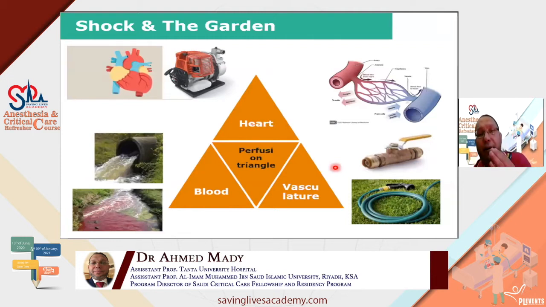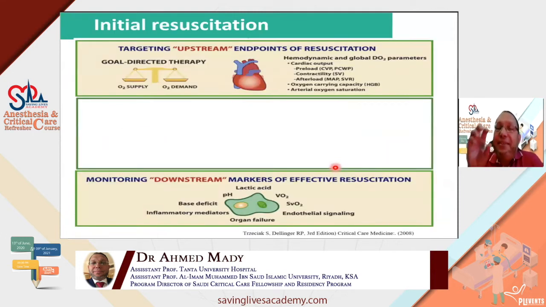When you look at this perfusion triangle, you can divide the shock state into different phases, different categories. If you start to treat this patient with fluid, what's your target? All of you said: I want to keep MAP 65, I want to improve his cardiac contractility, I want to improve his oxygen carrying capacity, I want to improve his oxygen delivery and oxygen saturation. All of this is considered your target when you start to treat.